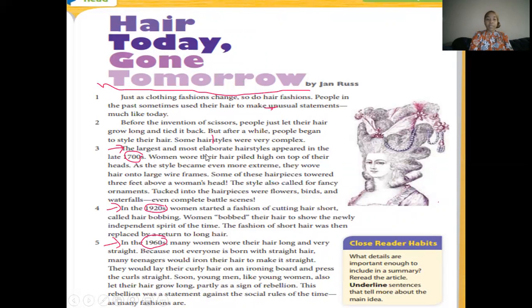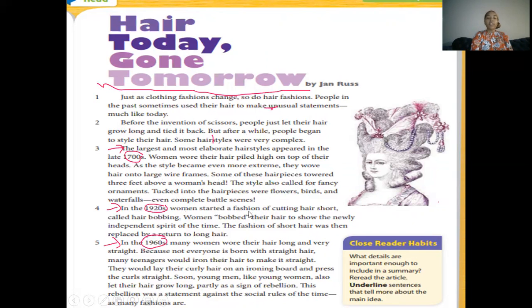The largest and most elaborate hairstyles appeared in the late 1700s. Women wore their hair piled high on top of their heads. As the style became even more extreme, they wove hair onto large wire frames. Some of these hair pieces towered 3 feet above a woman's head. The style also called for fancy ornaments. Tucked into hair pieces were flowers, birds, and waterfalls, even complete battle scenes.